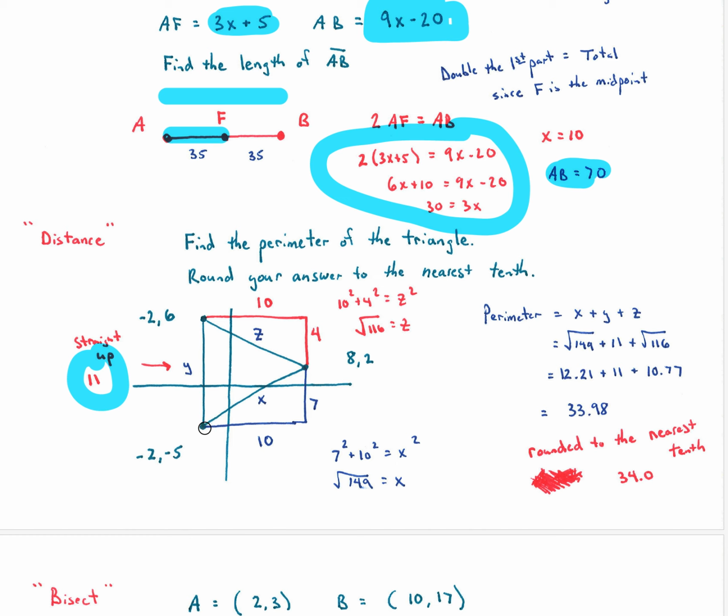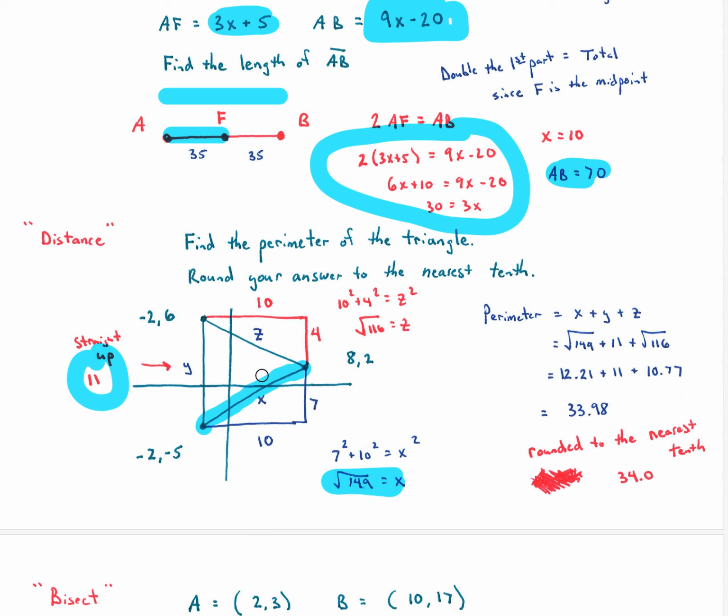Now let's focus on this distance. I want to know that distance. And so what I did is I counted 10 over and 7 up, meaning I'm going from here to here. -2 to 8 is 10. -5 to 2 is 7, and then I did a Pythagorean theorem. Okay, hang on to that number. That right there is this distance.